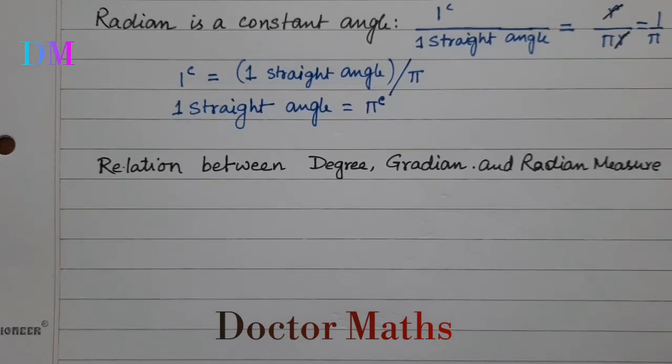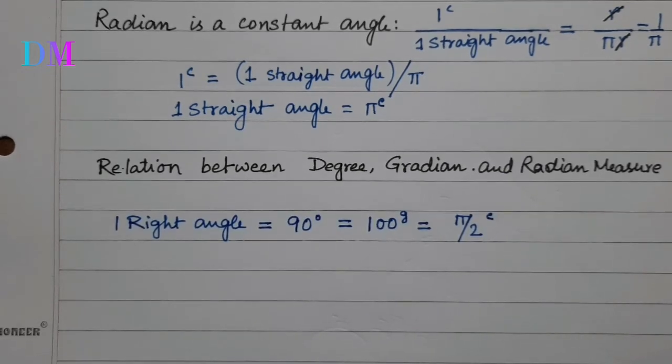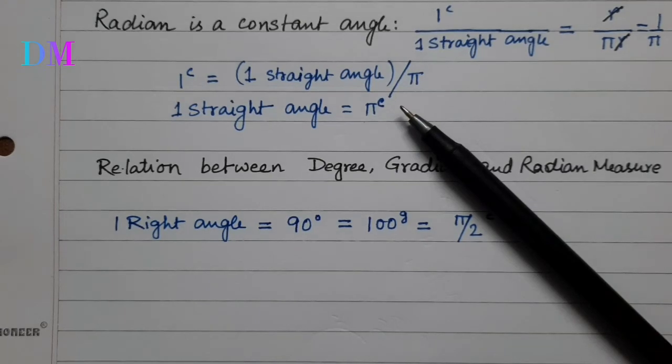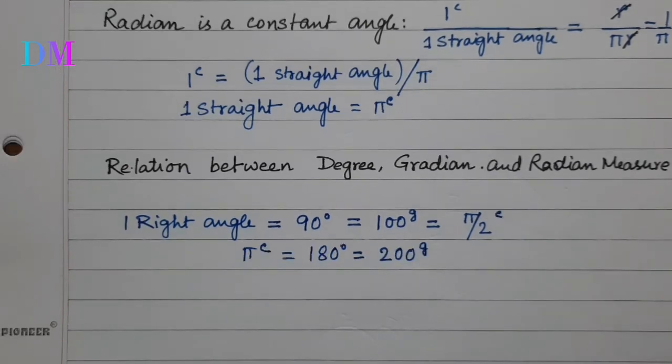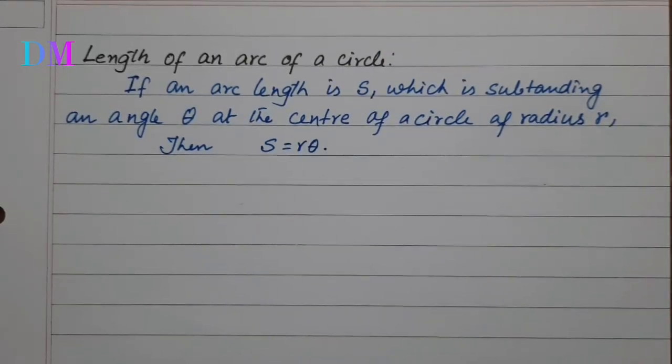Now next is, what is the relation between the three types of measurements? Now we can say that one right angle equals 90 degrees. We have seen one right angle equals 100 grades, and one right angle will equal pi by 2 radians, since one straight angle means 2 right angles. Therefore we can say that pi radians equals 180 degrees equals 200 grades.